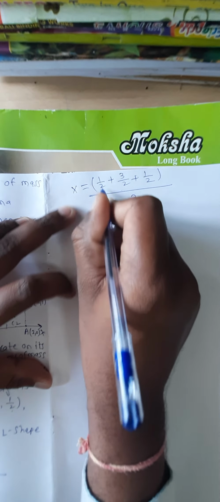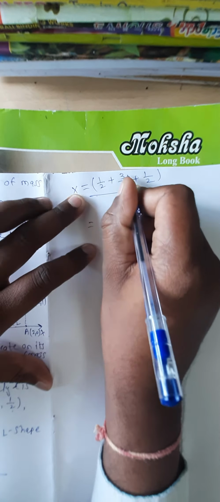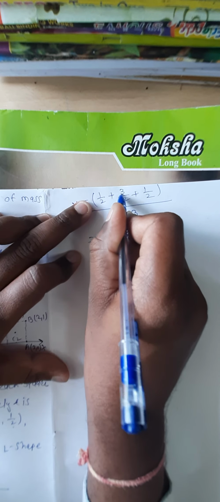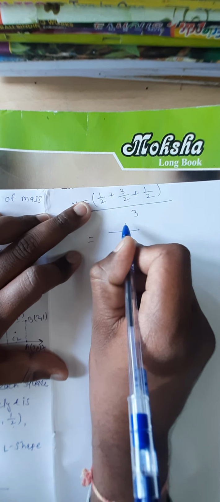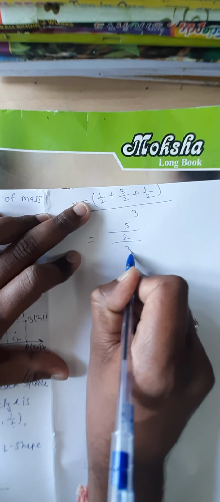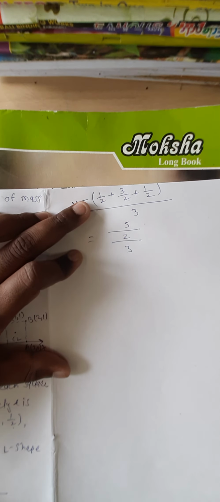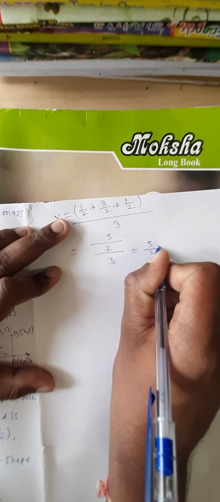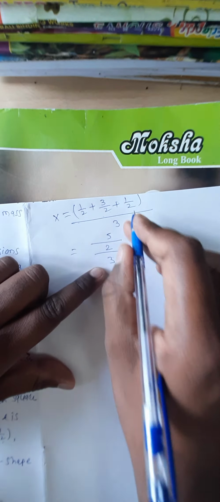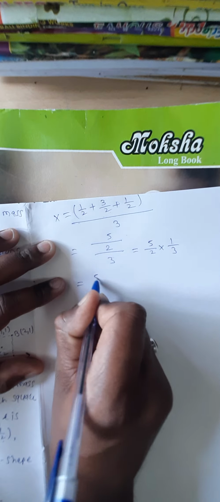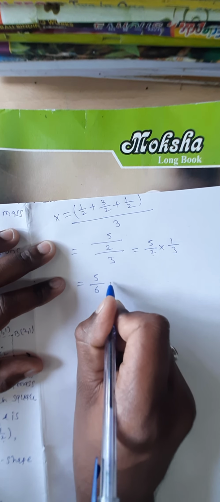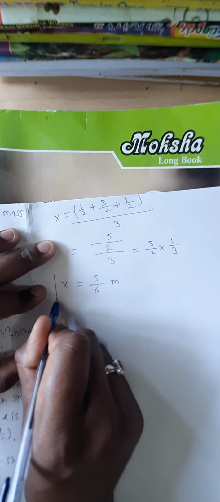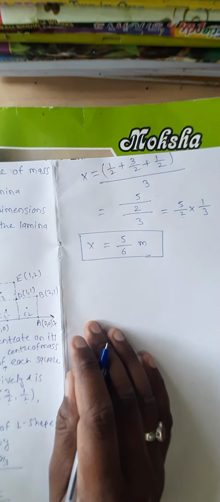Now 1/2 plus 3/2 plus 1/2: the denominators are the same, so 1 plus 3 is 4, 4 plus 1 is 5. That is 5/2 divided by 3. This equals 5/2 times 1/3, because the denominator 3 moves to the denominator as 1/3. So 5 into 1 is 5, 2 into 3 is 6, giving 5/6 meter. Therefore the x position coordinate is 5/6 meter.